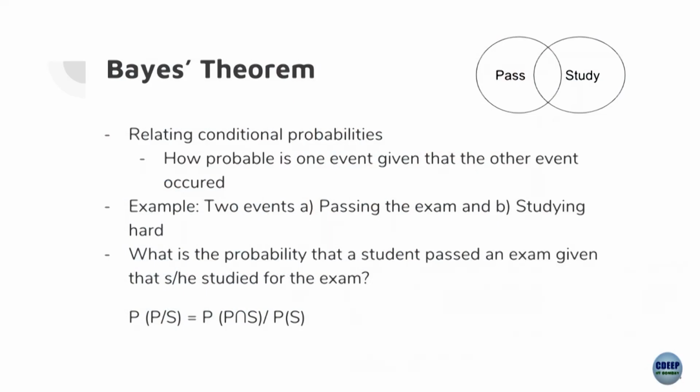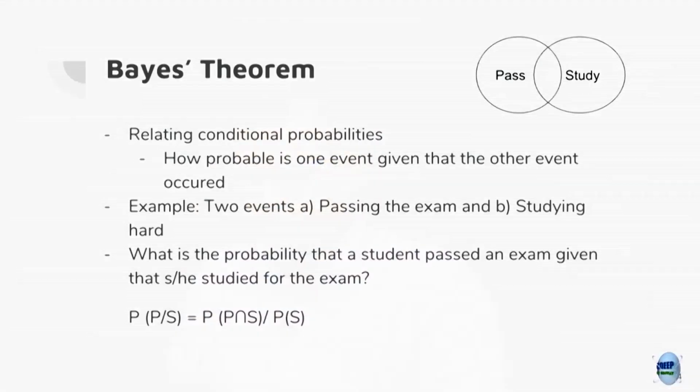Consider there are two events, pass and study. If a student studies, he will pass the exam. The two events are not independent, they are dependent, which means if you study, you will pass. Can you tell me an example of two independent events? We are taking class today and it is raining outside at the main gate. That is totally independent.